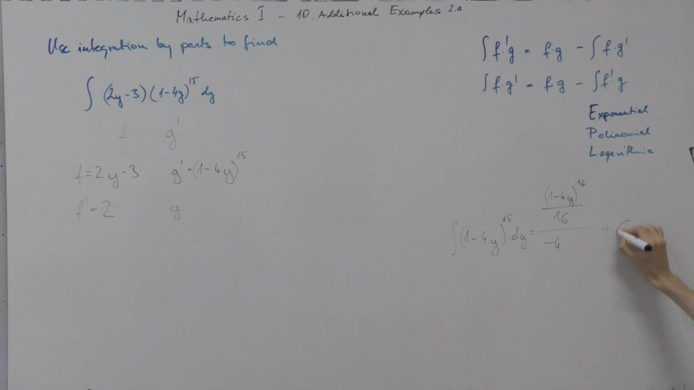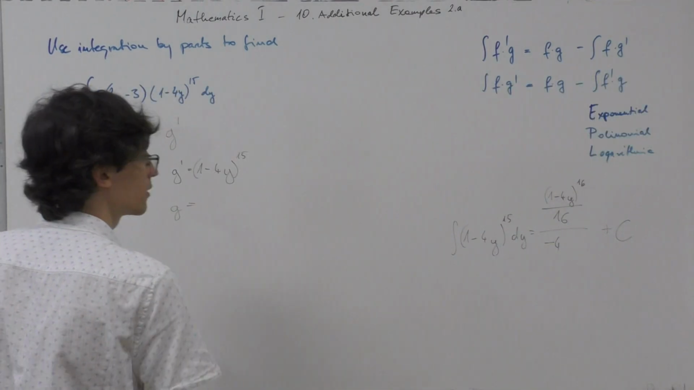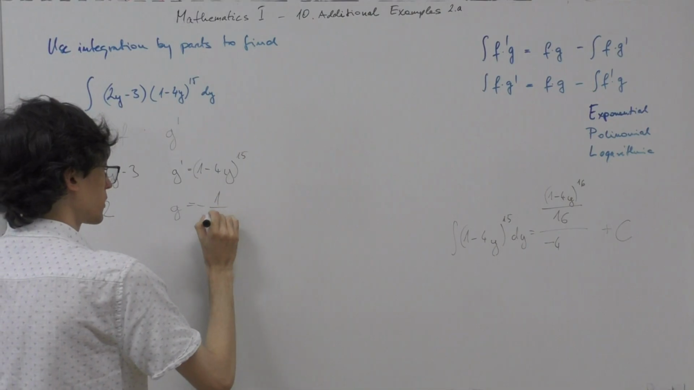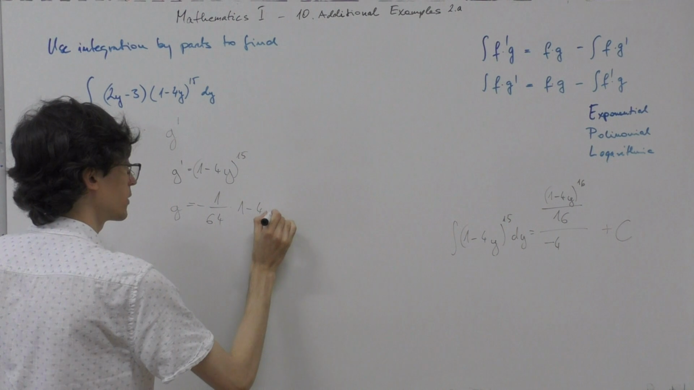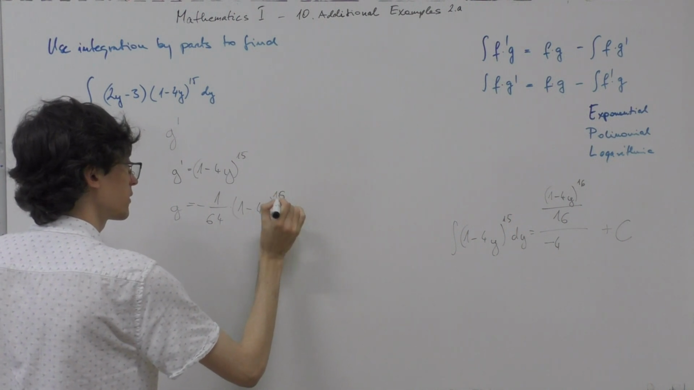And let's not forget our constant c, and our function g will then be negative 1 over 64 times 1 minus 4y to the 16th power.